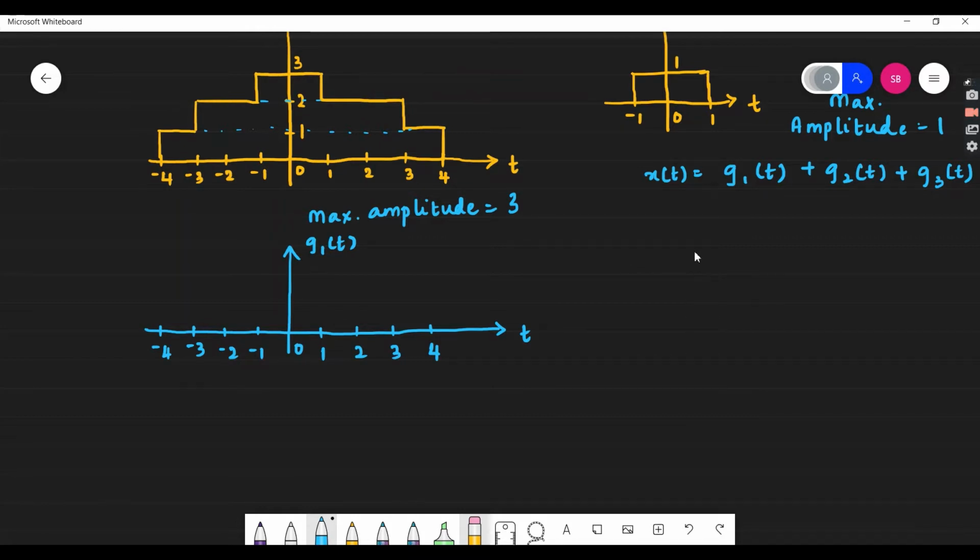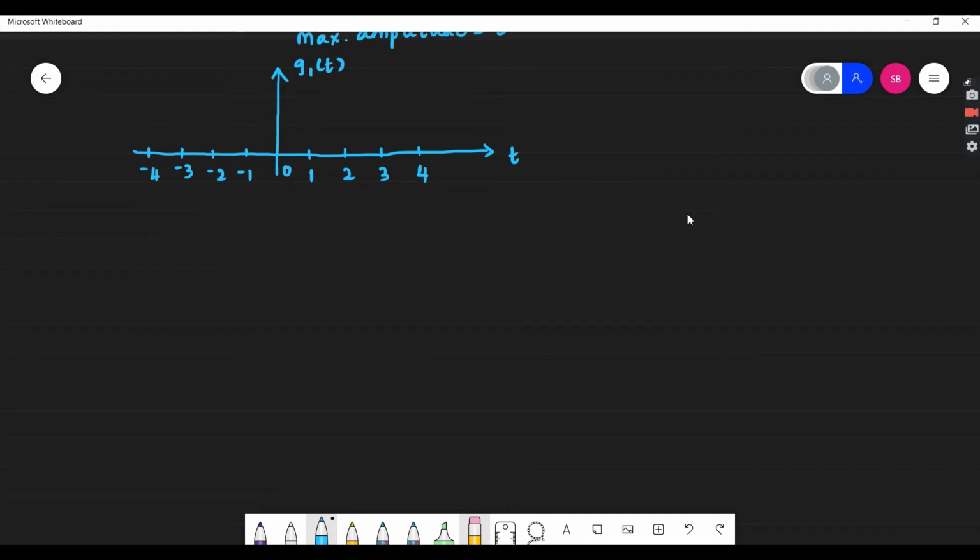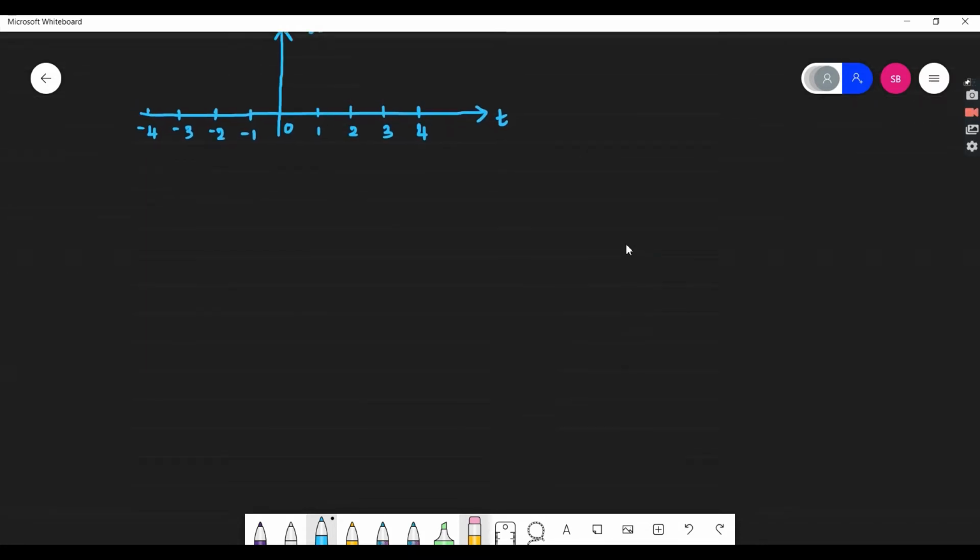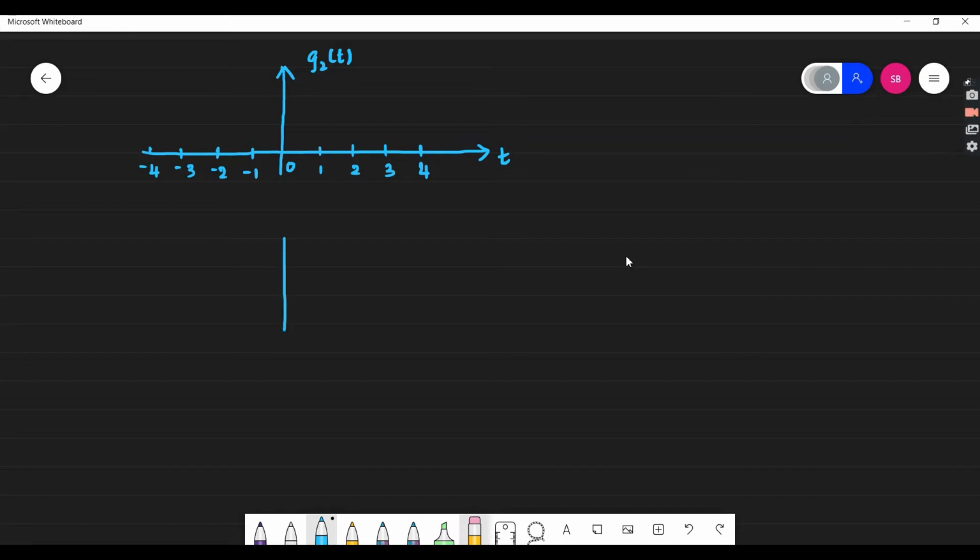Similarly, I will have a g2 of t signal. Again, it has minus 4, minus 3, minus 2, minus 1, 0, then 1, 2, 3 and 4. So this x-axis is with reference to t. One more signal I want, which will be expressed in terms of g3 of t. So this is the signal g3 of t. Again, I will define the time scale as that of your x of t signal: minus 4, minus 3, minus 2, minus 1, 0, then this is 1, this is 2, this is 3 and finally this is 4.